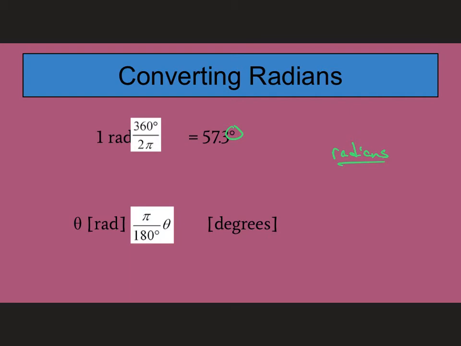So 1 radian is roughly 57.3 degrees. Converting between the two is pretty straightforward. Our conversion factor, we can use either 360 over 2 pi or 180 over pi. They're both equivalent ratios. But if I want to convert from degrees to radians, I'm going to multiply by pi over 180. If I want to convert to degrees, I'm going to multiply the angle in radians by 180 degrees over pi. And that'll give us our conversion.